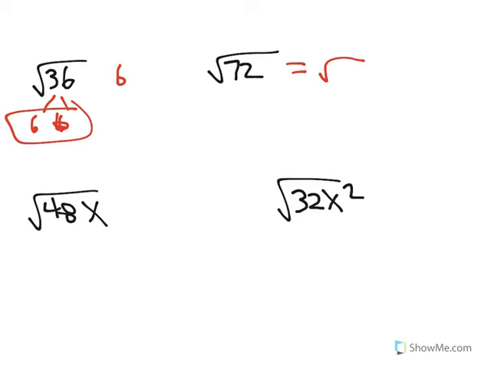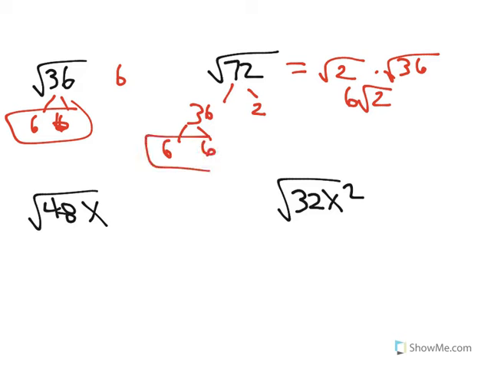This is the same as the square root of 2 times the square root of 36. And so that makes sense that it's 6 times the square root of 2. Another way of doing this, 36 and 2. Then you end up with the same thing here. These two can go outside. The 2 has to stand by itself.